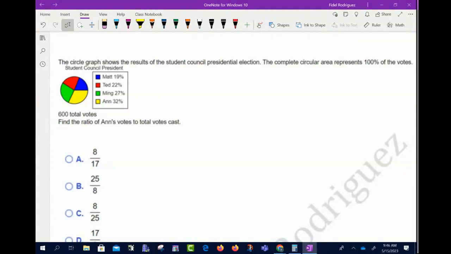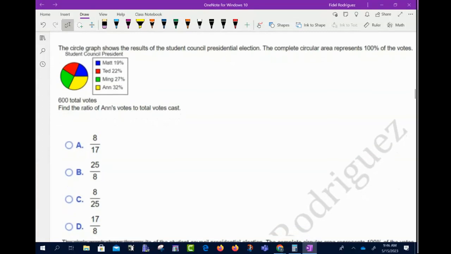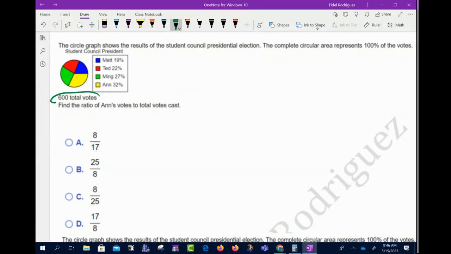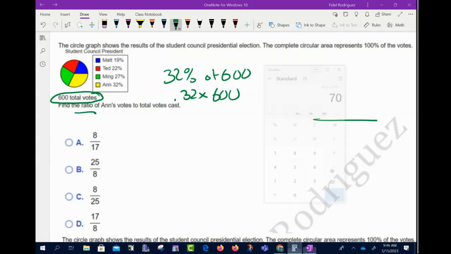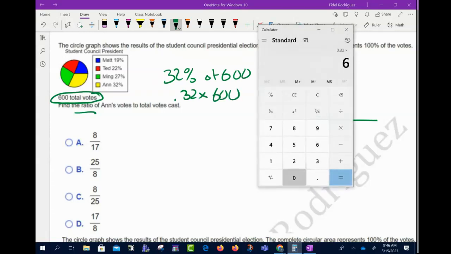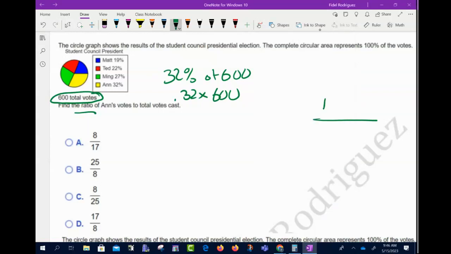Similar type problem. It says the circular graph shows the results of the student council presidential election. The complete circular area represents 100% of the votes. Okay, look how many votes we had total. 600. Find the ratio of Ann's votes to the total votes cast. Okay, remember, y'all, ratio means we're going to have a fraction. Ann's votes. Ann received 32% of the 600. So that's 0.32 times 600. 192. Over the total. What was the total number of votes? 600.